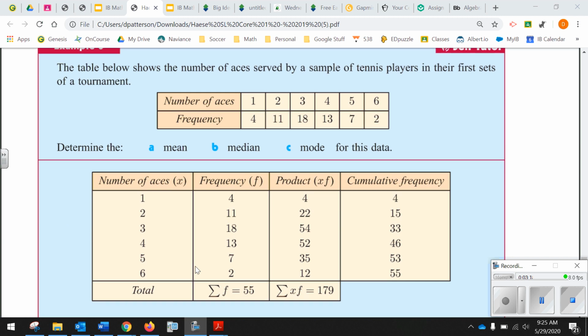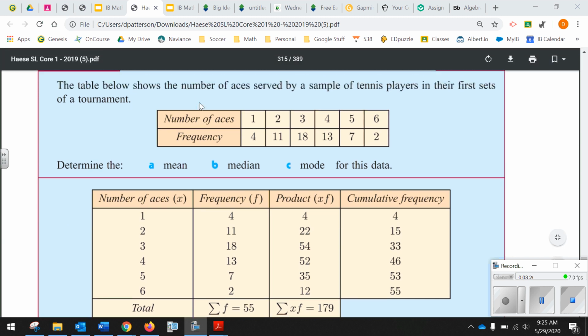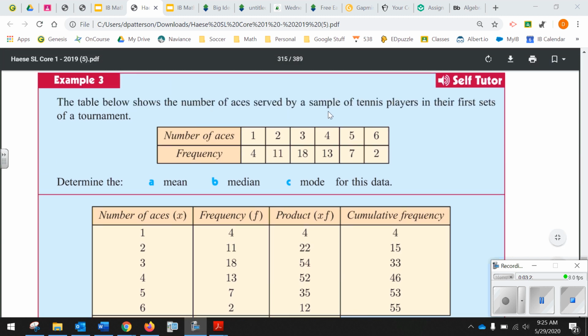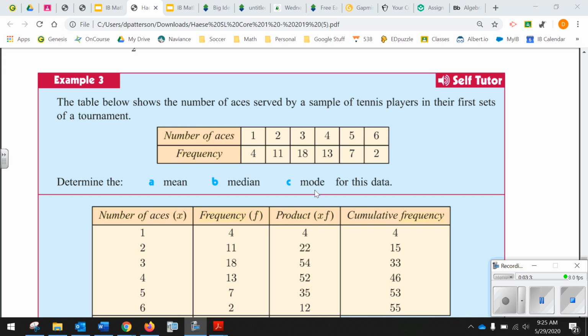Let's take a look at this example here. It says the table below shows the number of aces served by a sample of tennis players in their first sets of a tournament. We have the number of aces, 1 through 6, and their frequencies. All right. So even though the mode is the last question, I'm going to start with that one because it's the easiest. Frequency, here's 18. That's the biggest number. The mode is going to be 3.